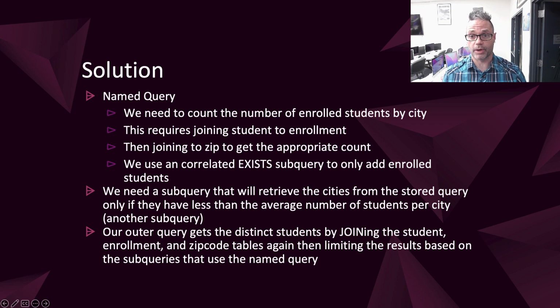Then in our outer query, our main query we're working with, we want to get those distinct students by joining the student, the enrollment, and zip code tables again, and limiting the results based on those subquery results that match that named query we just specified up above. So let's go ahead and take a look at the complex code that we use to solve that, and we can actually see how to make that happen.